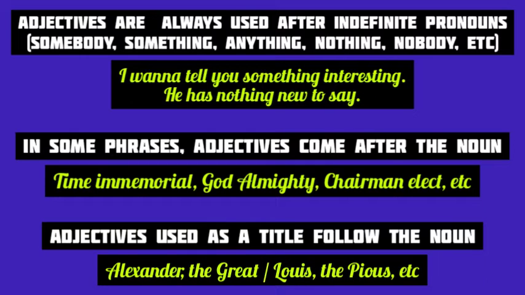In some well-known phrases, adjectives always come after the noun. For example, time immemorial, God Almighty, chairman-elect, etc. Again, the adjective Almighty comes after the noun God to describe it. Likewise, as a title, some adjectives are used after the noun they are used for. For example, Alexander the Great, Louis the Pious.